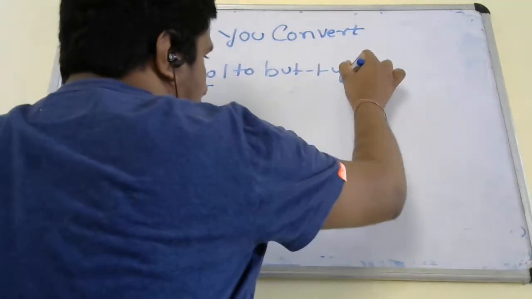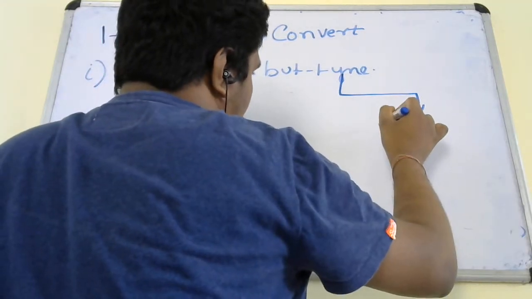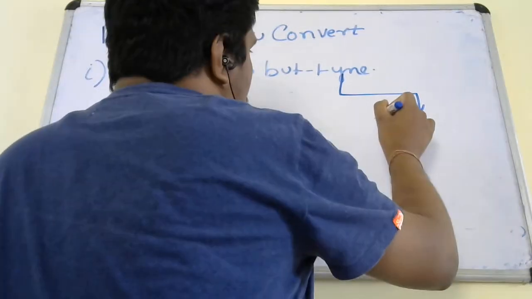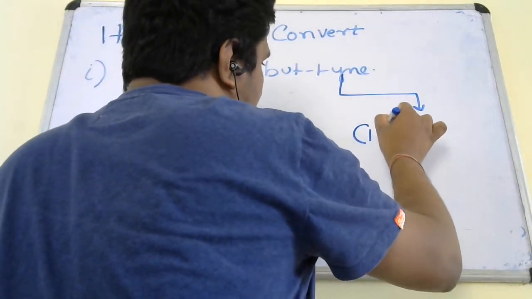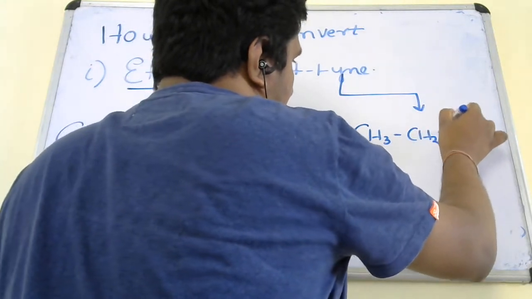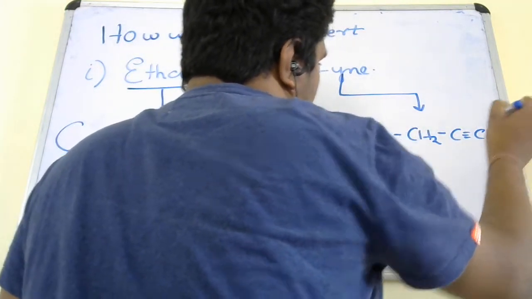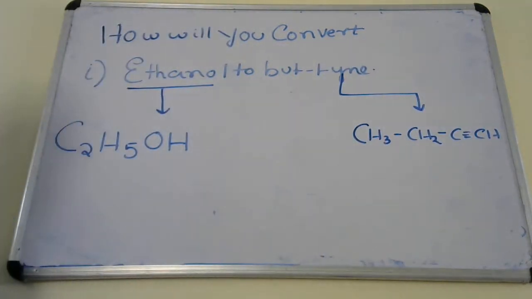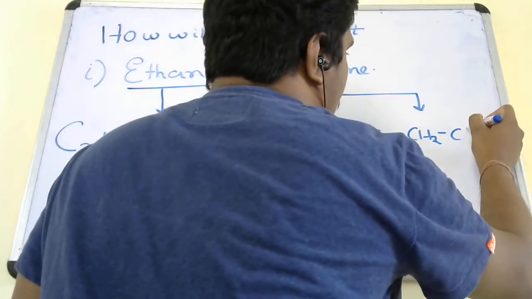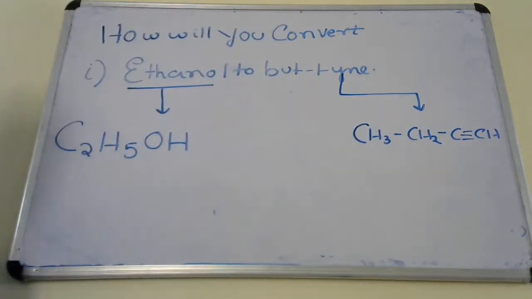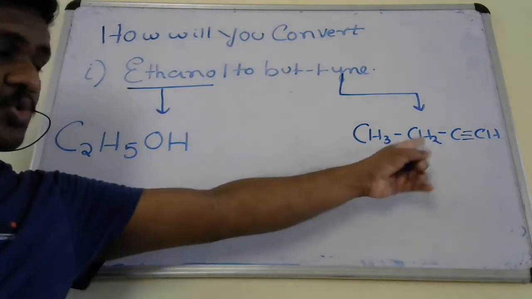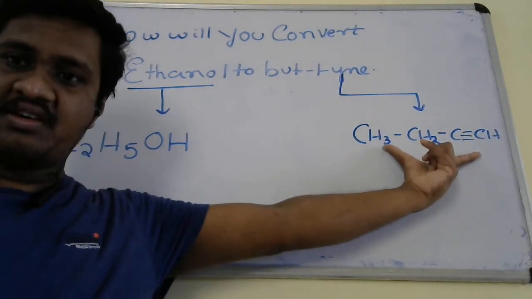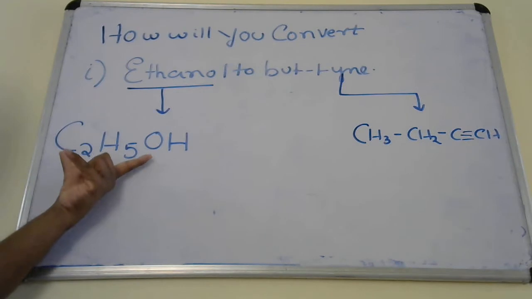Now the end product, what we have to get is but-1-yne, means it is a triple bond obviously. Okay, so but means 4 carbon, and 1-yne means triple bond at one position, as you can see. Okay, so this is your but-1-yne which we have to get finally. So this is our destination. We have to reach here starting from ethanol.